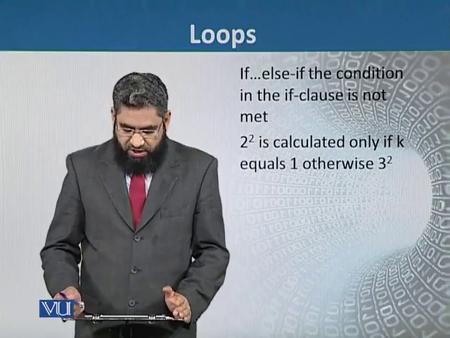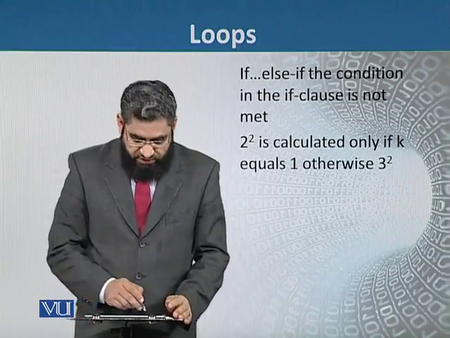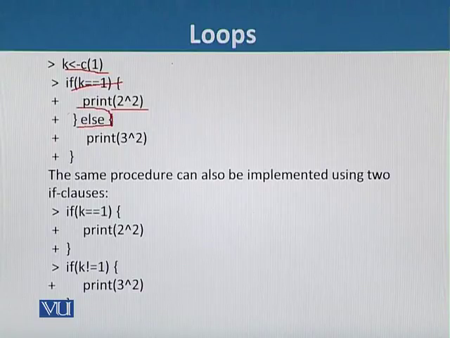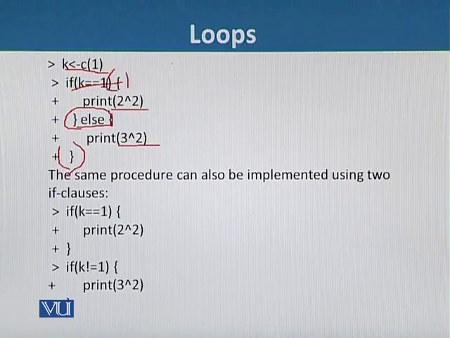So we can see the example of the if else. Here is the same condition: if k is equal to 1, then the if block will proceed and print 2 raised to the power 2. If we add another condition, else, after if, then if k is not equal to 1, it will not proceed to 2 raised to power 2; rather the else condition will apply and it will proceed to 3 raised to the power 2. The curly bracket here starts and closes.